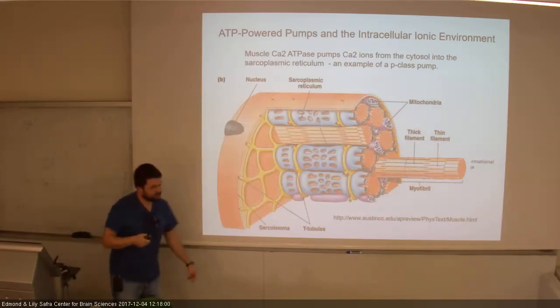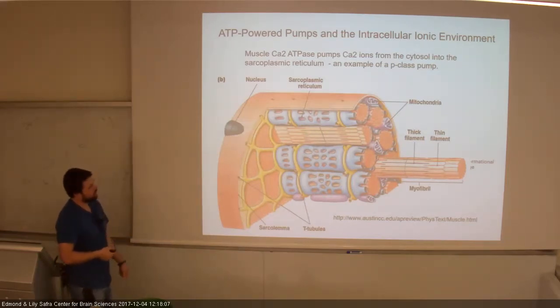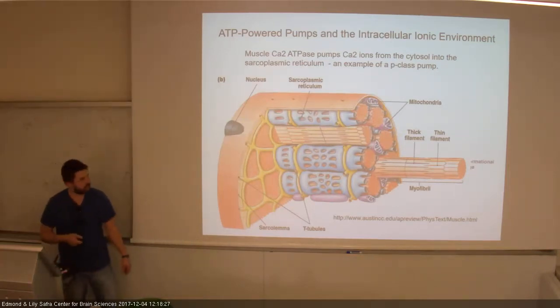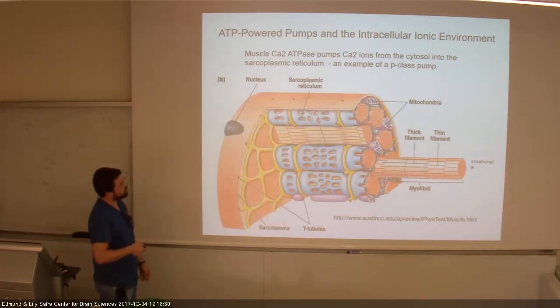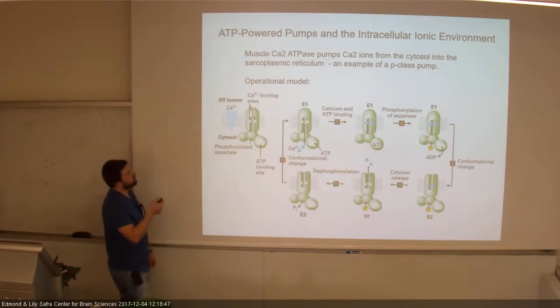But I also showed you that what actually triggers this contraction is a massive influx of calcium. And this calcium is not coming from outside the cell. The calcium is actually stored in a special type of organelle called the sarcoplasmic reticulum, which is everywhere in the muscle cell. The way that the cell maintains a high concentration of calcium inside the sarcoplasmic reticulum is very similar, through an ATP-powered pump that, in this case, only transports calcium, two calcium ions, from the cytosol or the cytoplasm to the lumen of the SR.